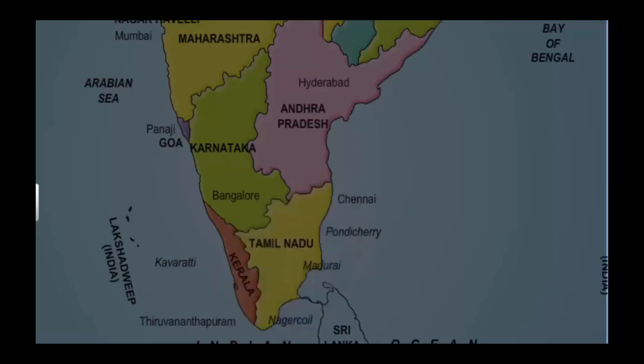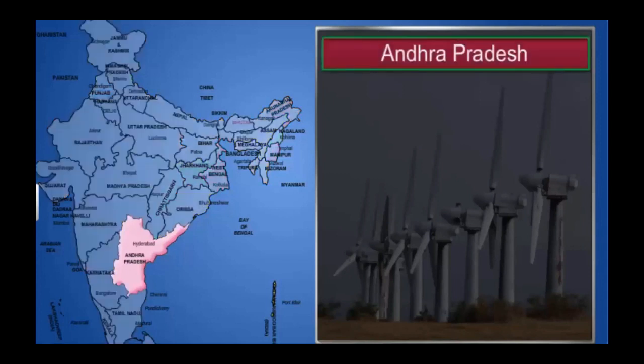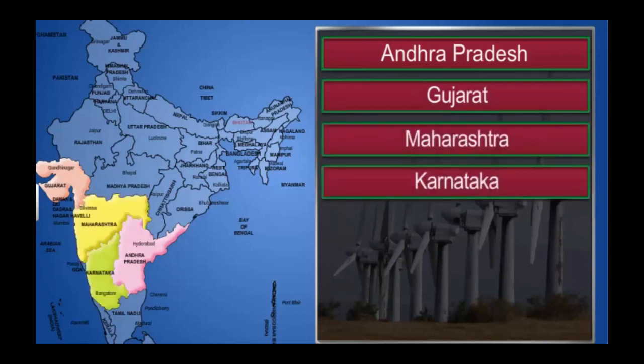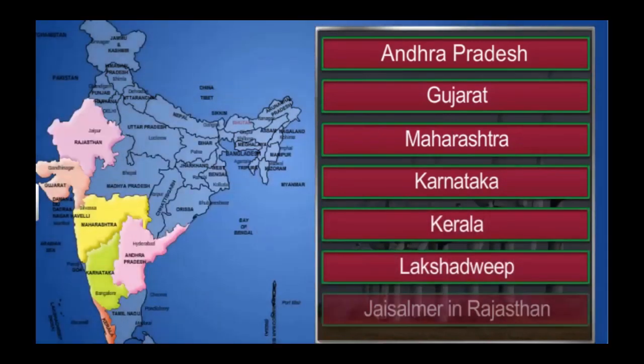You will also find wind farms in Andhra Pradesh, Gujarat, Maharashtra, Karnataka, Kerala, Lakshadweep, and Jaisalmer in Rajasthan.